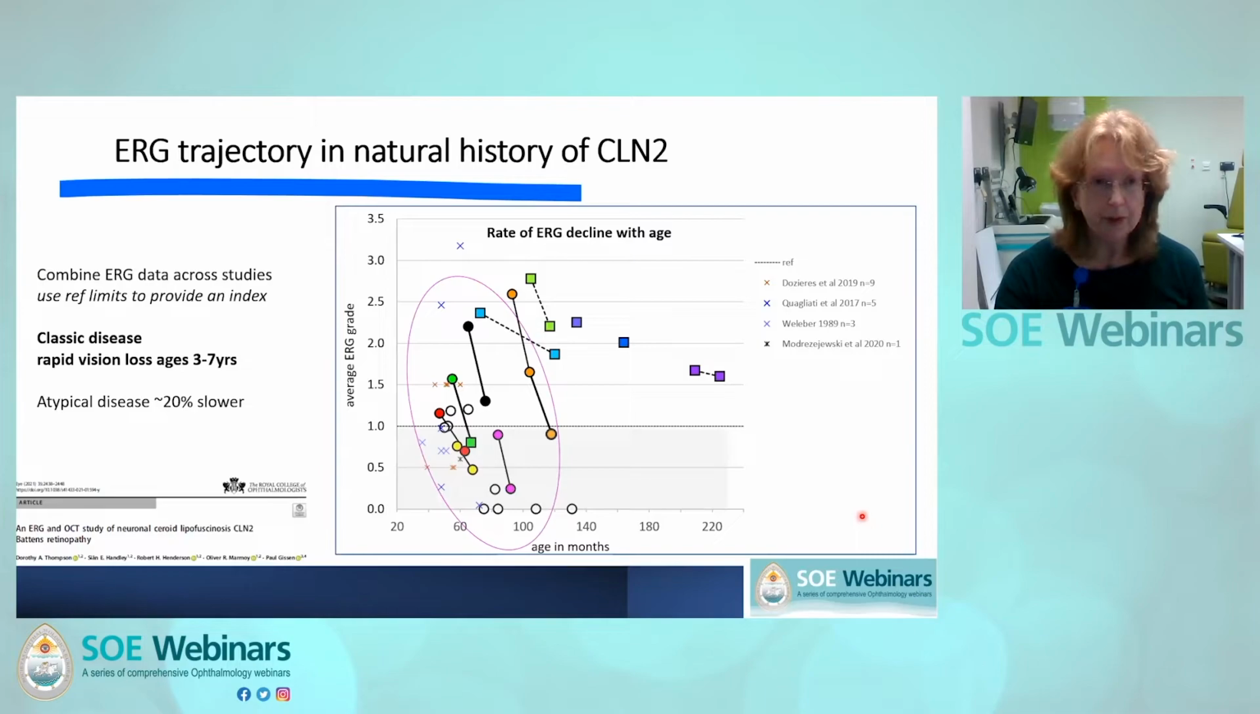We went on a wee bit further to look at the trajectory of the visual decline. And here we have used individuals linked by lines to see the loss of their ERG, which you can see is precipitous. We did that by dividing the amplitude of their responses by their lower reference range to give us this index. This allowed us also to combine data from other centres. And overall, classical CLN2 disease shows a rapid visual loss between the ages of 3 and 7 years.